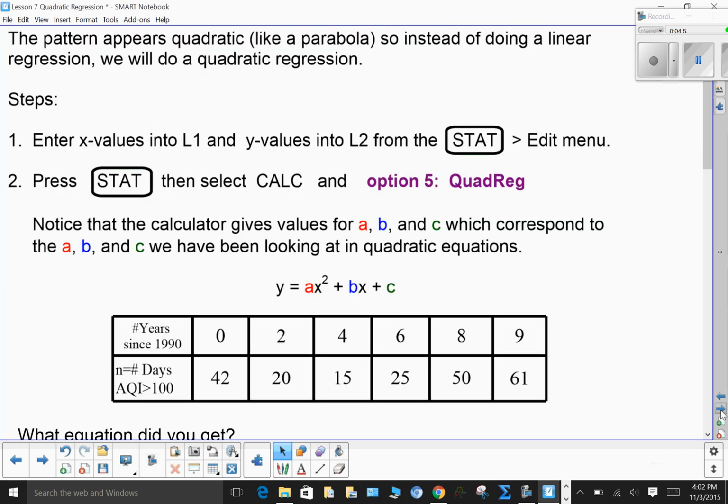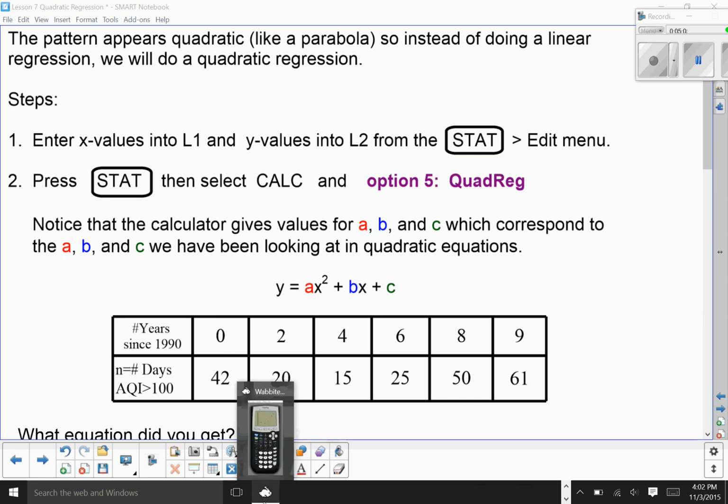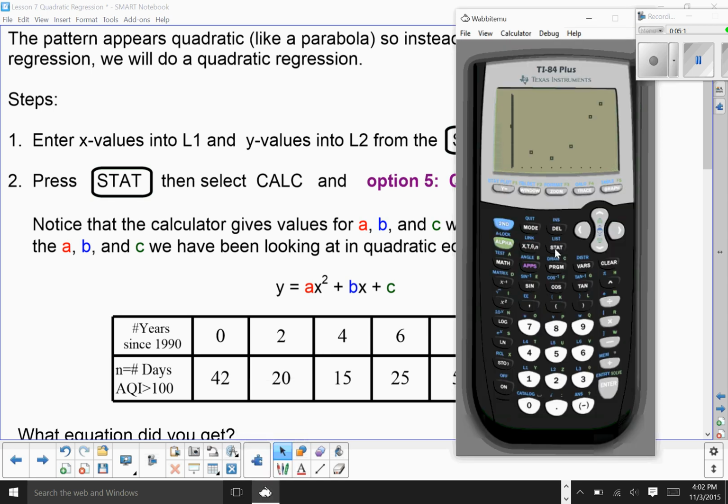Now, the pattern does appear quadratic, like a parabola, so instead of doing linear regression, we're going to do a quadratic regression. We already have our data in the calculator. So all we have to do is press the Stat button, arrow over to Calculate, and here number 5 is Quadratic Regression. X is in list 1, Y is in list 2.